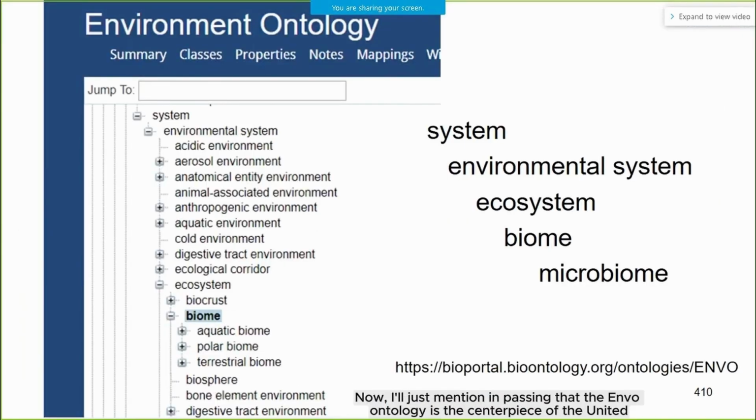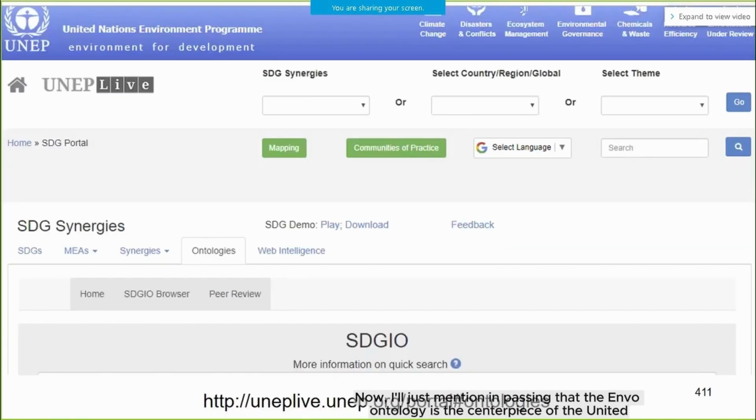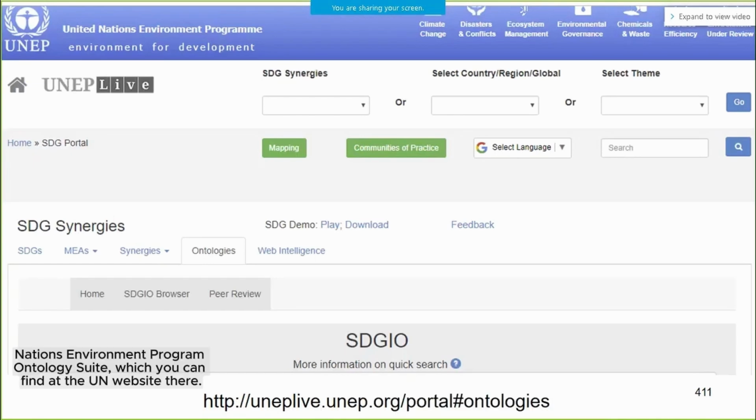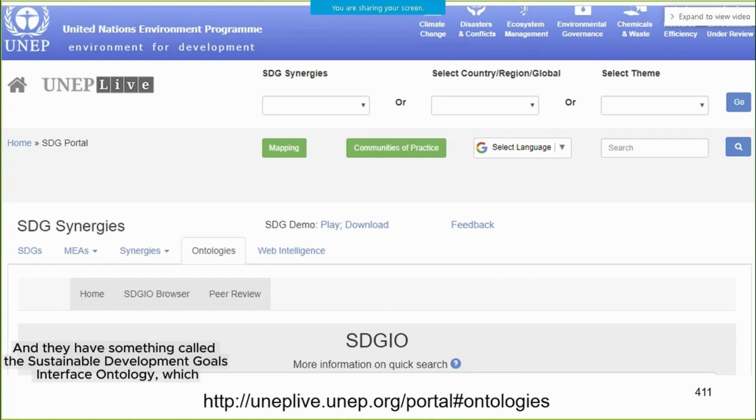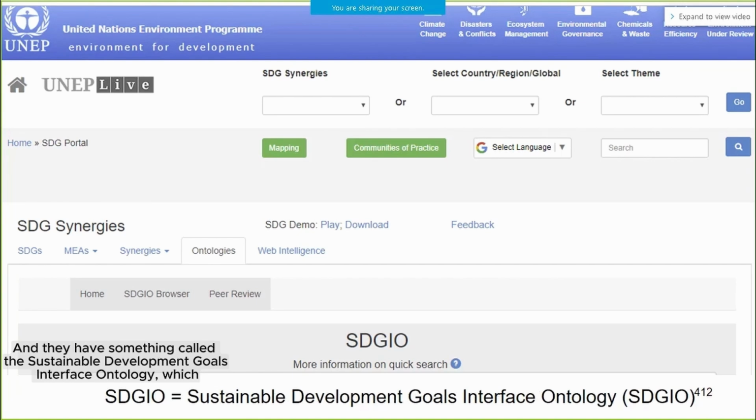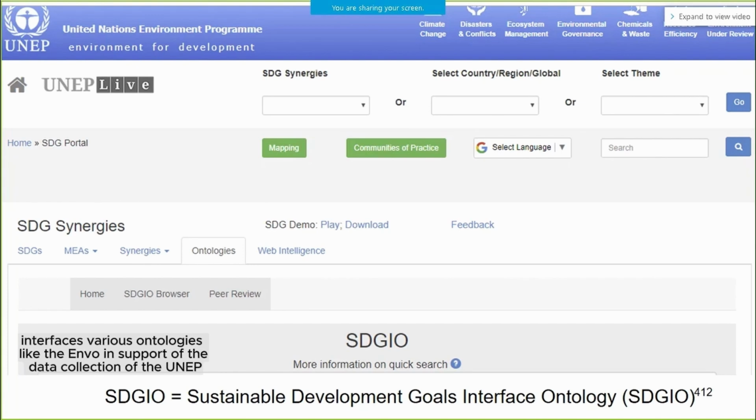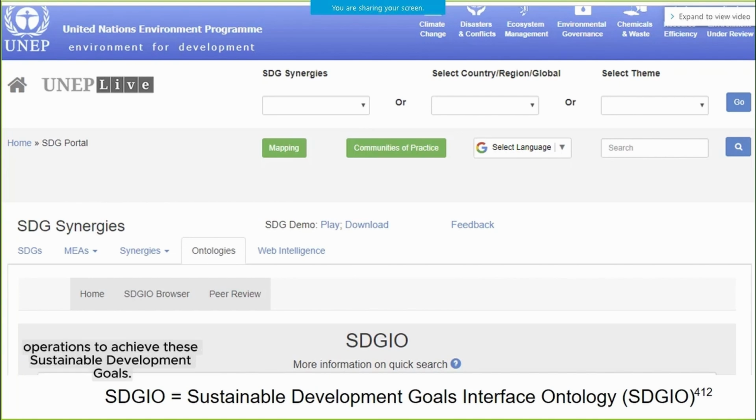Now, I'll just mention in passing that the ENVO Ontology is the centerpiece of the United Nations Environment Program Ontology Suite, which you can find at the UN website there. And they have something called the Sustainable Development Goals Interface Ontology, which interfaces various ontologies like the ENVO in support of the data collection of the UNEP operations to achieve these Sustainable Development Goals.